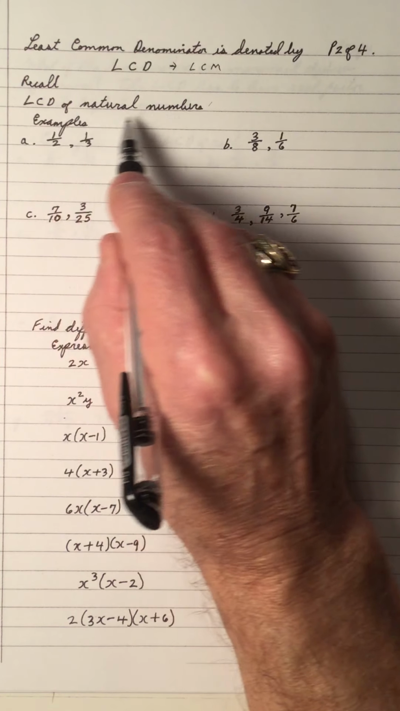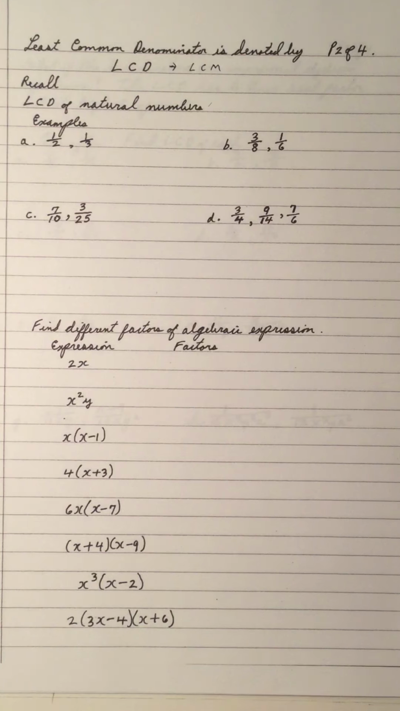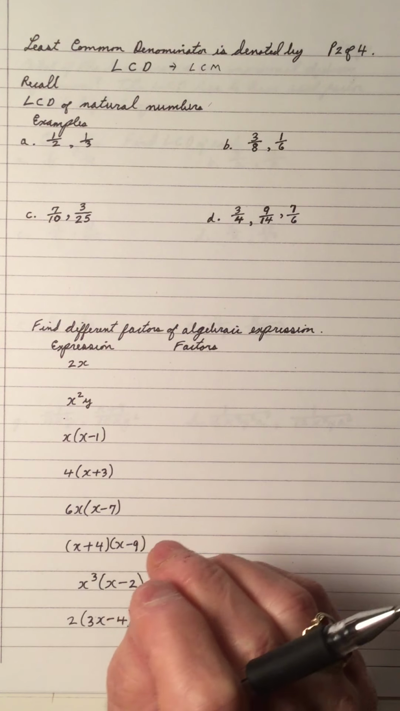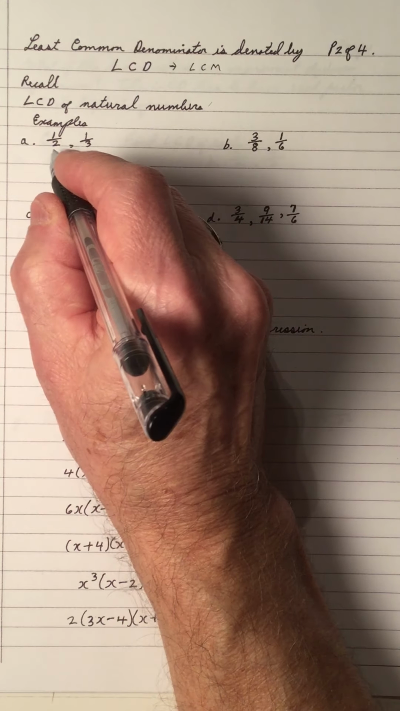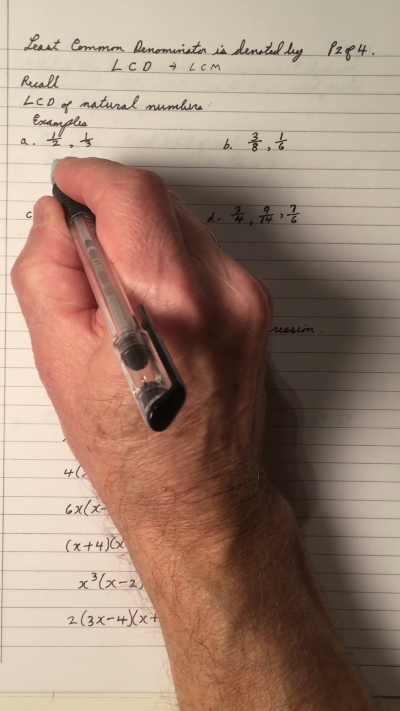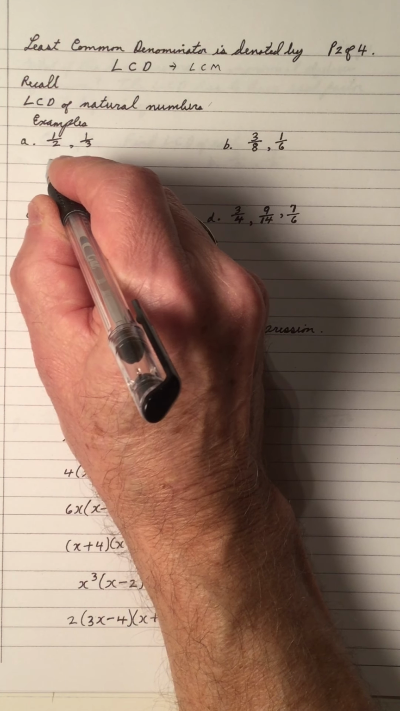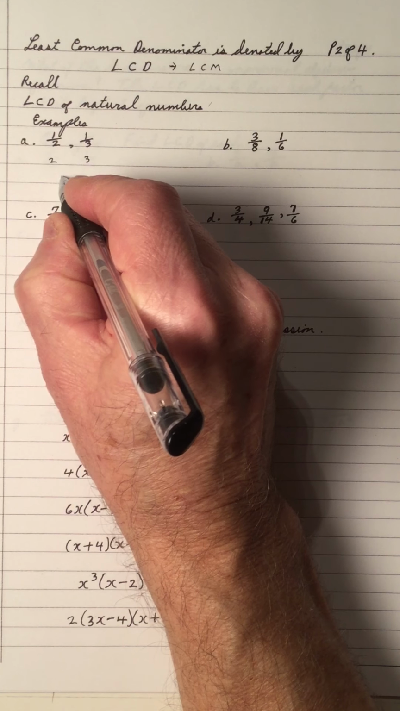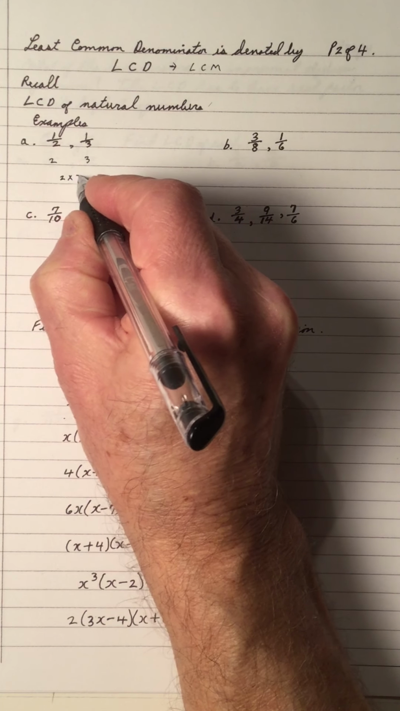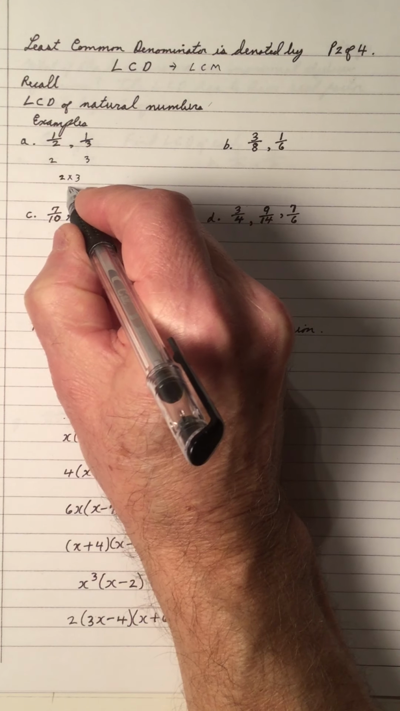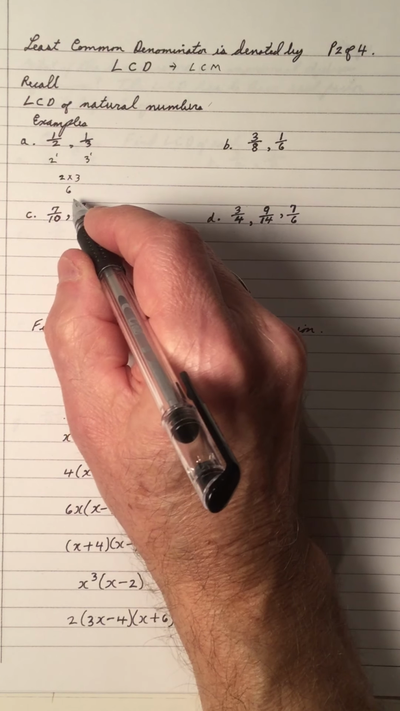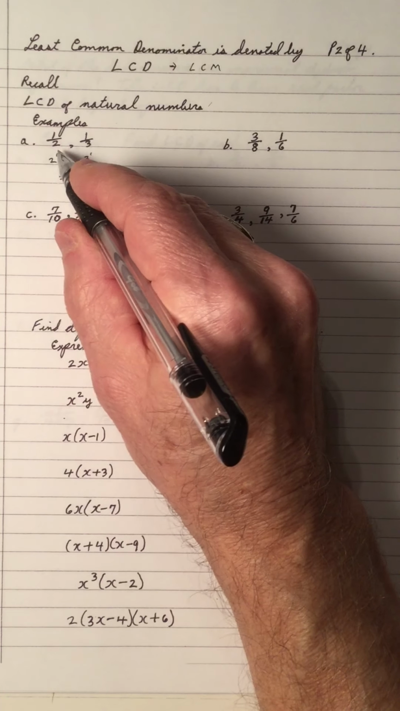Recall the LCD of natural numbers. I'm going to recall the same method that I used with fractions. That is, if I have two numbers, then I'll write the numbers in prime factorization. So 2 is 2 times 1, 3 is 3 times 1. So I have two factors, so I write down the two factors, and the LCD is the product. The highest exponent of 2 and 3 is 1, so the LCD is 6 for the 2 and the 3.